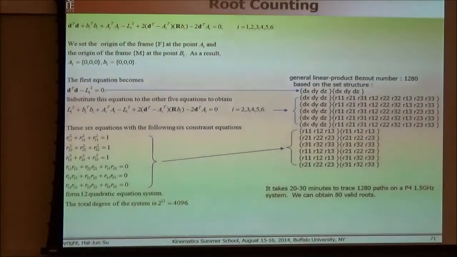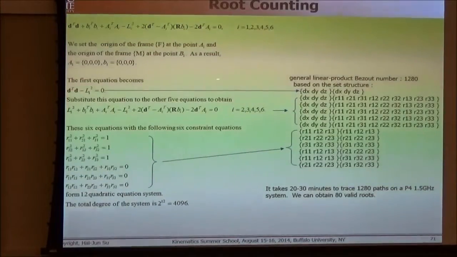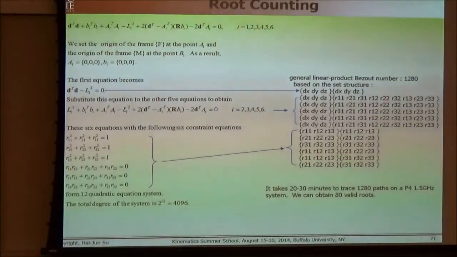So if you're using this, you can count the number of roots. The general linear product total degree is 4,096. So you have 12 quadratic equations, so 4,096. And the GLP start system of this is 1,080. So using the GLP start, you check 1,080 paths.